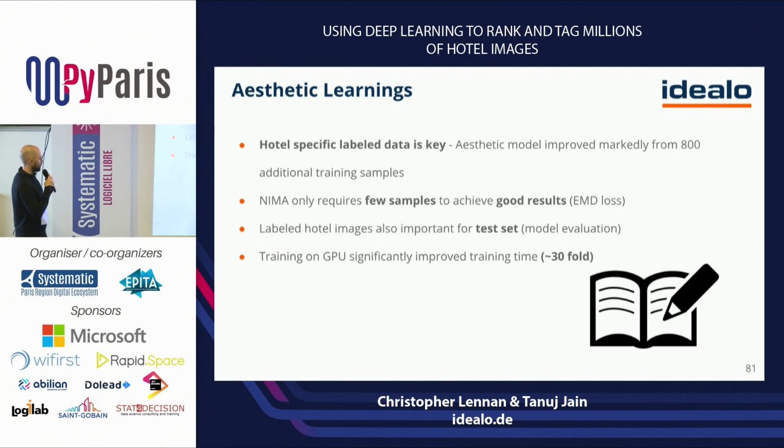Key learnings were that hotel-specific labeled data is key, and that through the EMD loss, we actually only needed like 1,000 hotel samples to get pretty decent results, which I believe with a regression approach would be a lot harder to get. And yeah, of course, training on GPU significantly improves training speed, so it's almost inevitable.